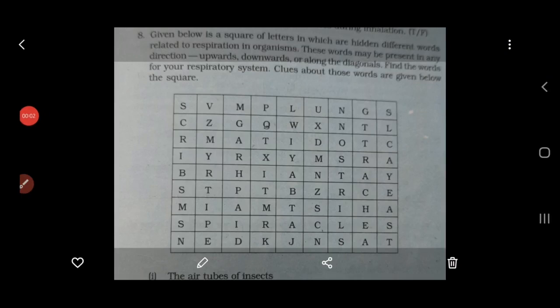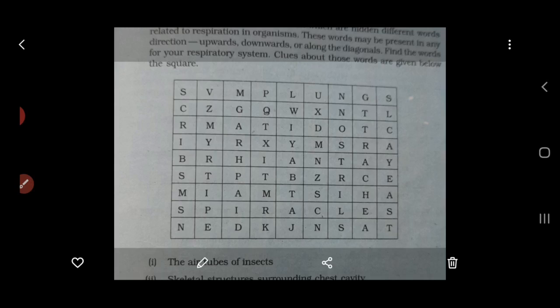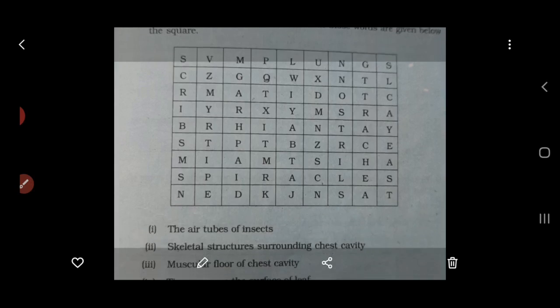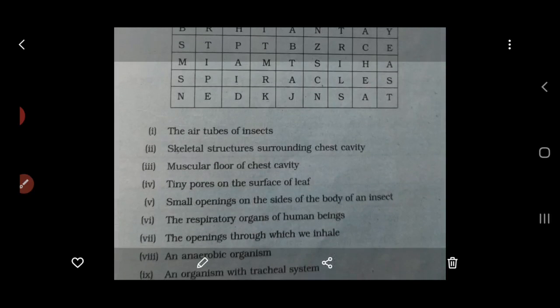Eighth question, given below is a square of letters in which are hidden different words related to respiration and organisms. These words may be present in any direction like upward, downward or along the diagonals. Find the word for your respiratory system. Clues about the words are given below the square. So this is a square with different letters. So we are going to find all those answers.